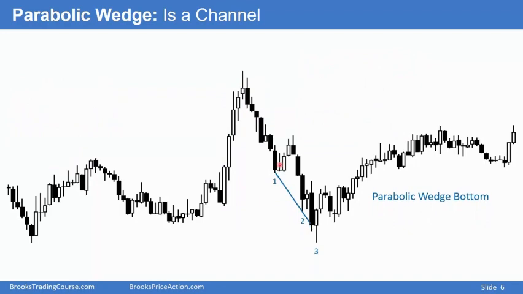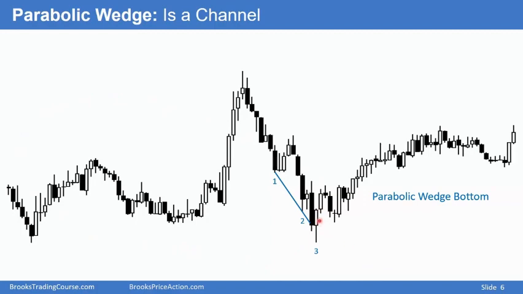In this particular case, we had a parabolic wedge top, and we have a first leg down, a pullback, a second leg down, and then a bull bar, a pause, and then a third leg down, a parabolic wedge bottom at the bottom of a trading range with a good-looking bull bar.